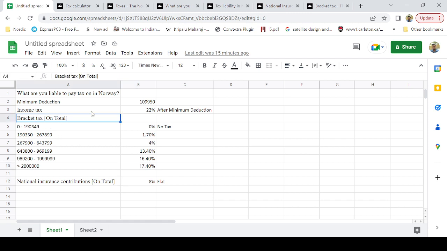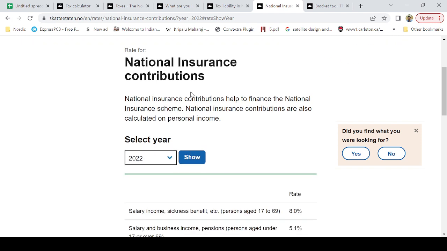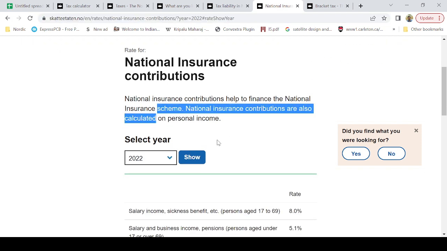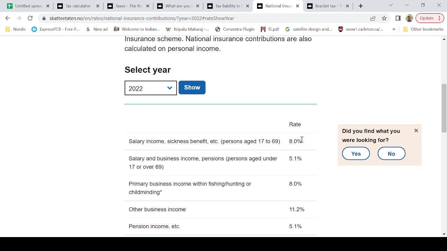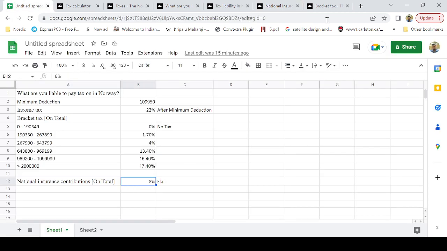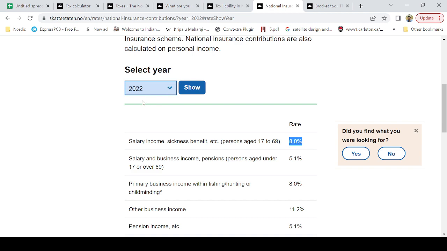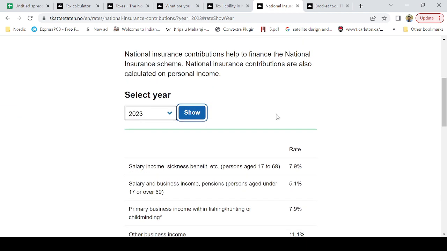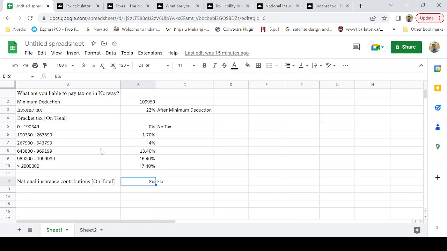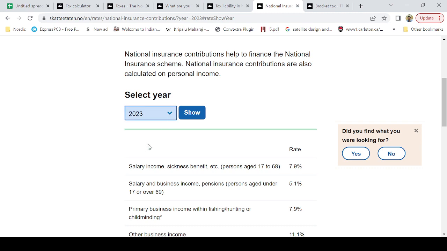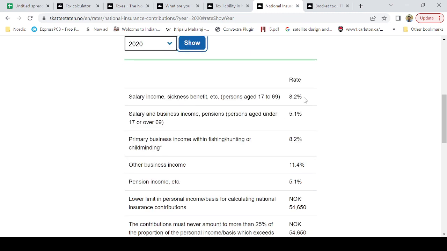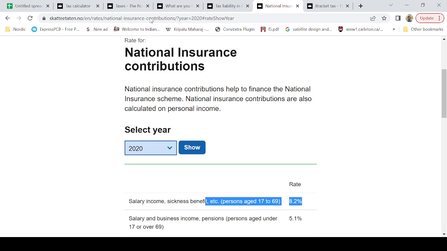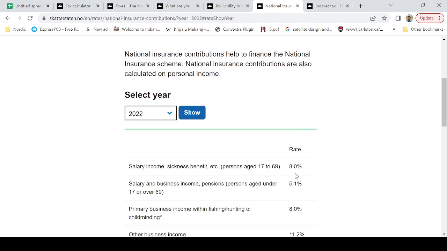This bracket tax, general tax, and national insurance contribution will keep on changing year to year. As an example, if you go here, to the national insurance contribution on this skatteetaten.no site, and select 2022, it is showing 8%, which I have put here. But if you select 2023, it may change. If you click here, you see in 2023 it is 7.9. They have reduced it by 1.1%. So you have to change this table accordingly. If you select 2020, suppose, it is 8.2. It was 8.2 at that time. So now let's keep it as 2022. So it is 8% now.